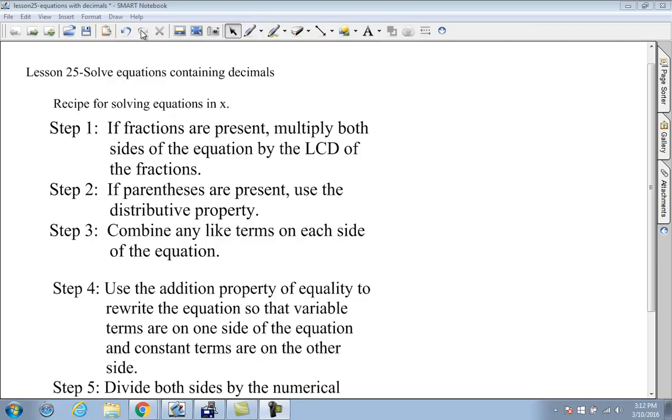Okay, welcome back. Lesson 25, solving equations containing decimals. Here's our little recipe for solving for x.